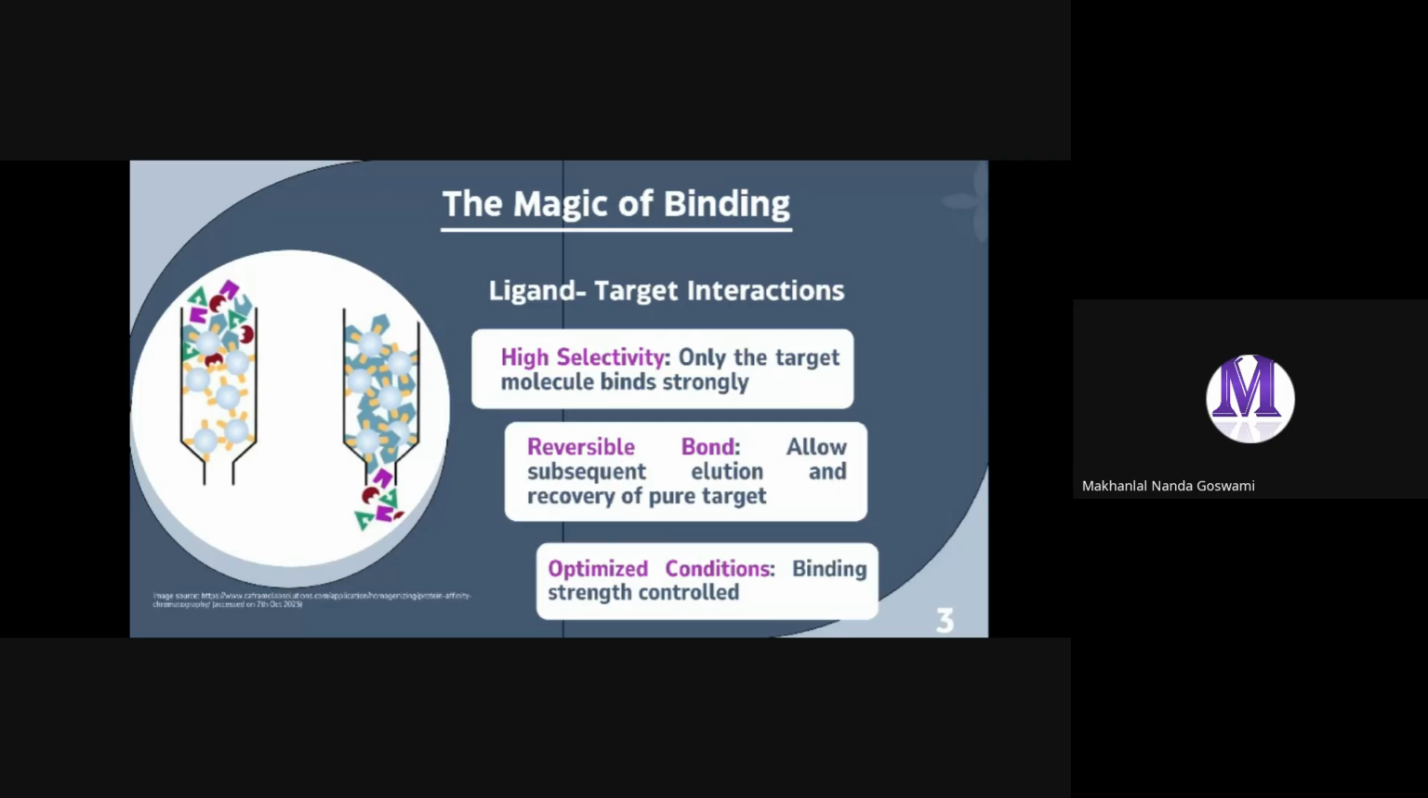Secondly, reversible bond. So it utilizes the reversible biological interaction between components in the mobile phase and a solid stationary phase of separation. Thirdly, optimized conditions. So the bound substances are recovered and the affinity between bound substances and the ligand is broken by using a competitive ligand, by changing the pH, ionic strength, etc.